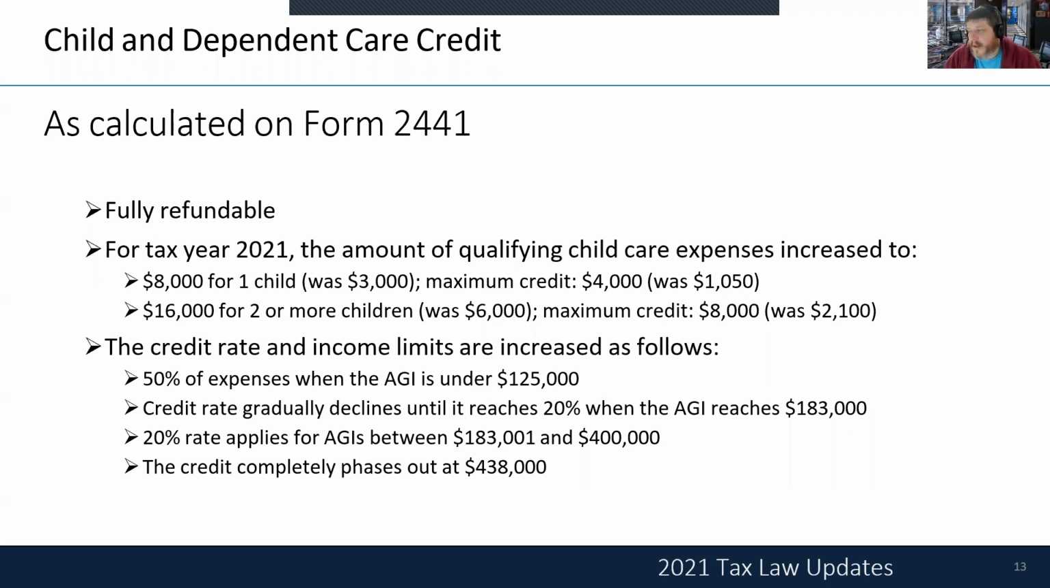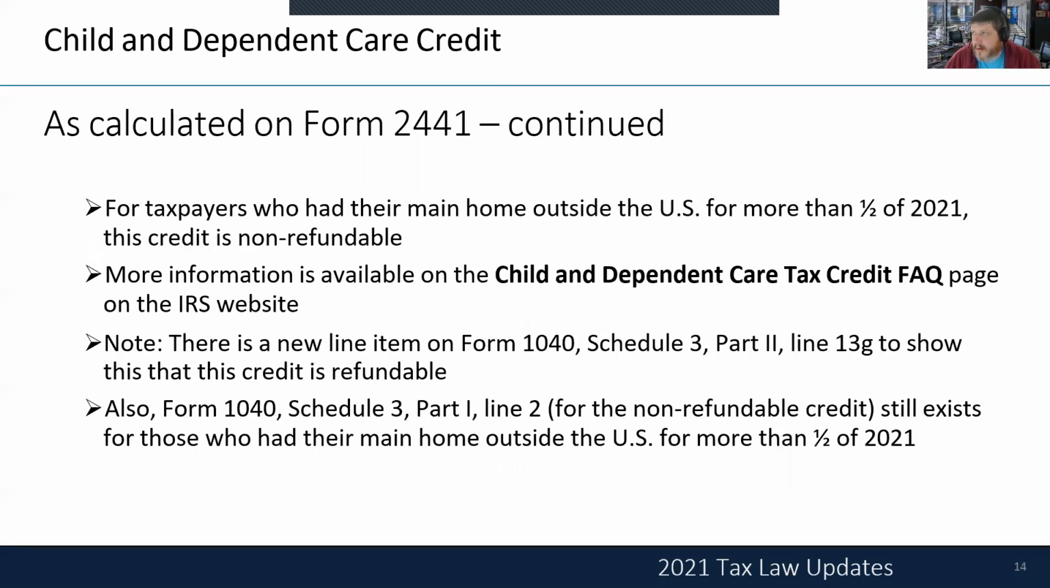Okay. And then it completely phases out. That's a typo, I apologize. The credit completely phases out at $400,000 and $1, which means if their AGI is over $400,000, they're not going to qualify for the child and dependent care credit. It's that simple. Now, for taxpayers who have their main home outside of the U.S. for more than half of the year, the credit is non-refundable.